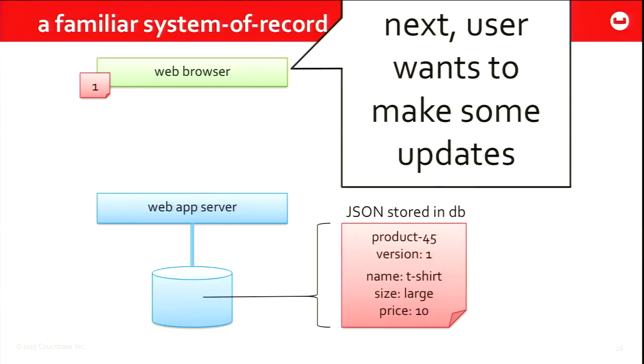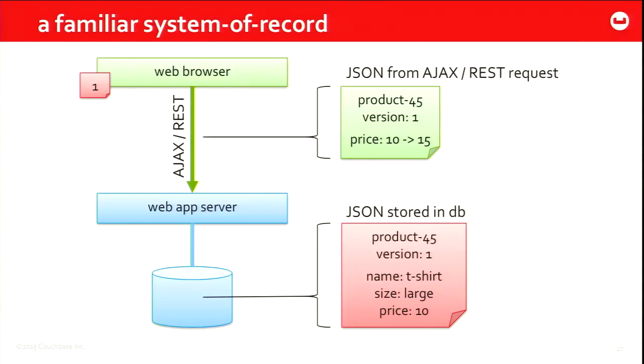But of course, next the user wants to make some updates. They want to fiddle around with the drop downs, and then they're going to hit the save or submit button. So you're going to get another JSON request coming into your server. I want to change the product price from $10 to $15.